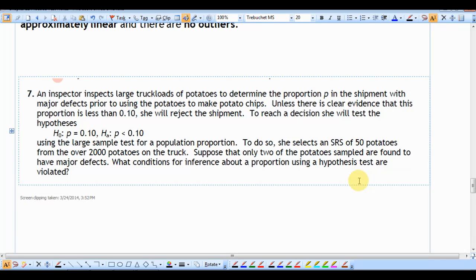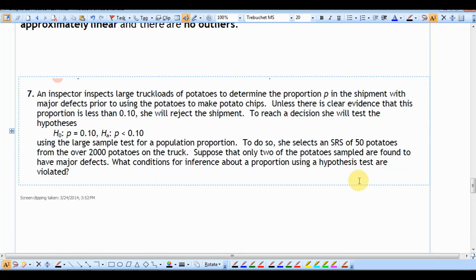Okay, so unless there's clear evidence that the proportion is less than 10%, she will reject the shipment. To reach this decision, she tests the hypotheses. Oh, it's a she. Oh, lucky her. Great job. H naught, the proportion is 10%. The alternative is the proportion is less than 10%. So in other words, she's starting with the assumption that she is going to reject the shipment.